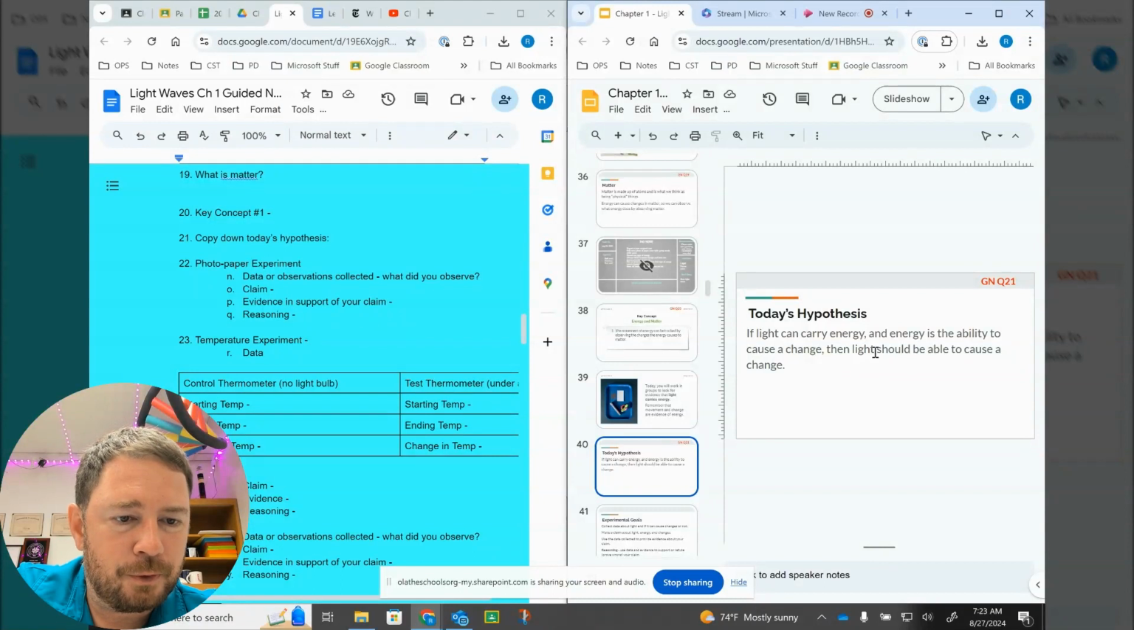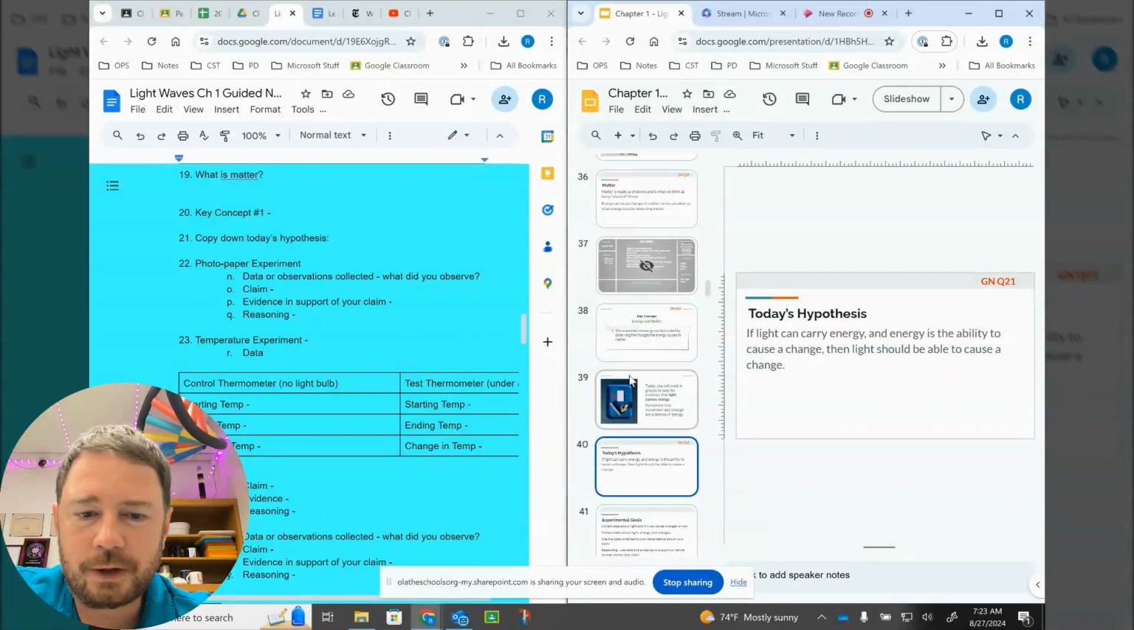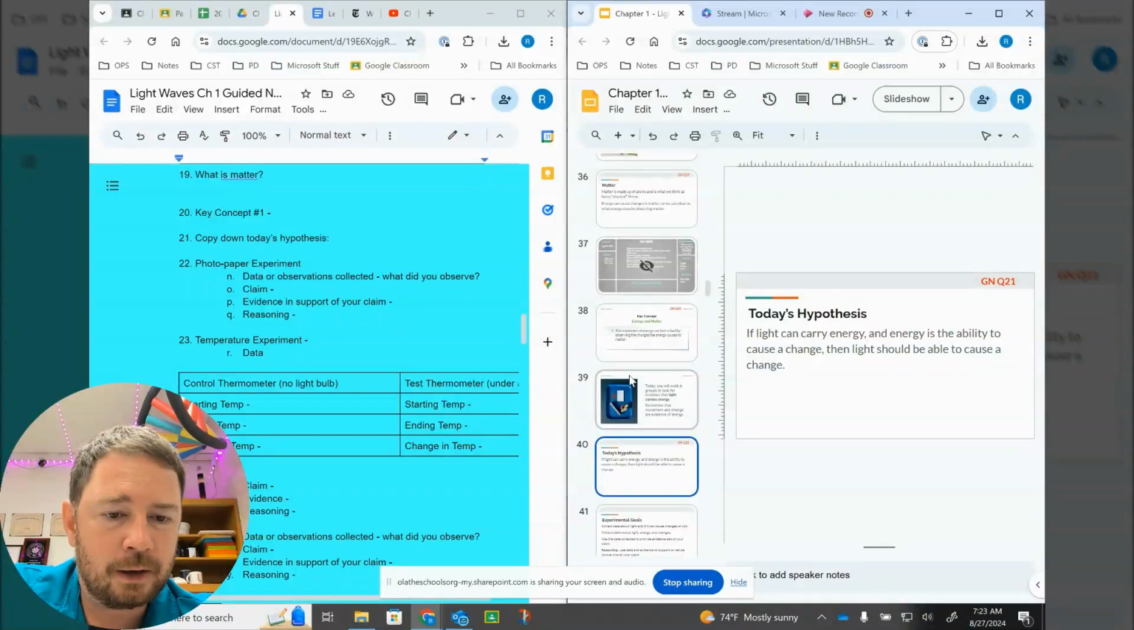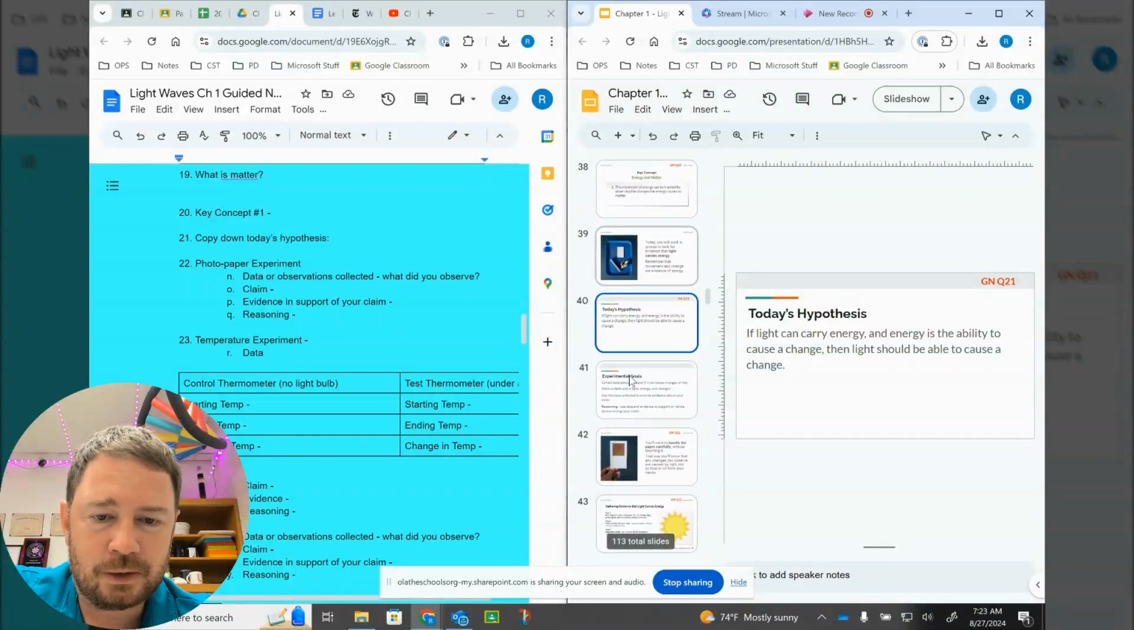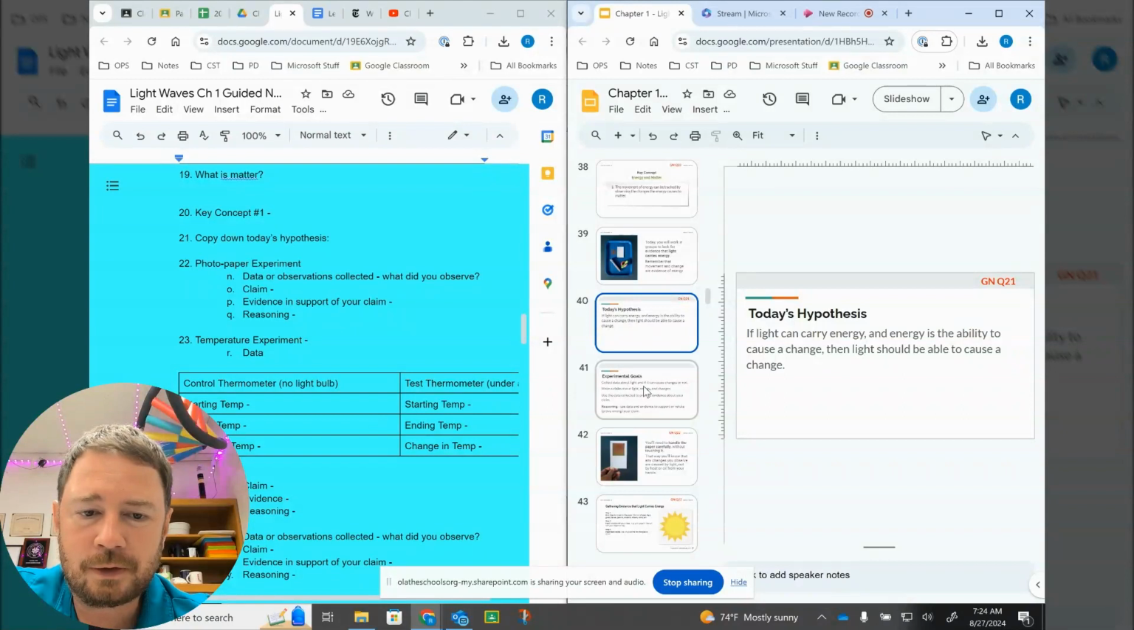So if we can prove that light can cause a change, and we know that energy is the ability to cause a change, this will prove that light can carry energy. So we're going to do 3 experiments that can prove that light carries energy by proving that light can cause changes.